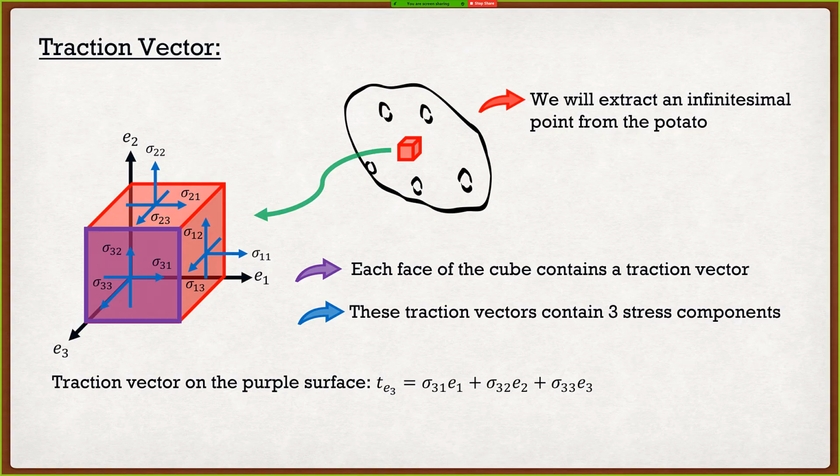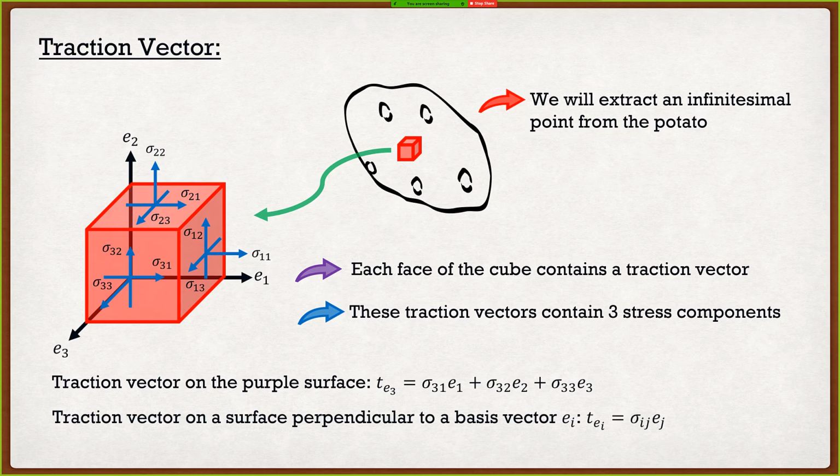Nothing too crazy. Now, we can look at this formula and say, all right, well, that's just for that one particular face. But in general, we can have a traction vector on a surface perpendicular to the basis vectors as TEI is equal to sigma ij times EJ. Now, this is written in that Einstein notation. So if you guys are not familiar with that, there's basically a summation of 1 to 3 in there over J. All right, so it looks a little bit confusing, but it's not too bad. The whole point here is that on each face of the cube, we have a stress vector. That's all you guys really need to know.